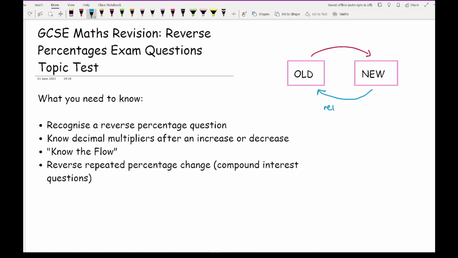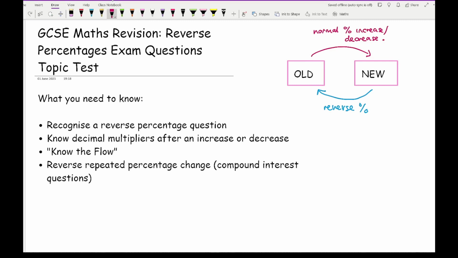So let's just quickly write that down. So this is a reverse percentage, and the top one is what we call, I would say, a normal percentage increase or decrease question.